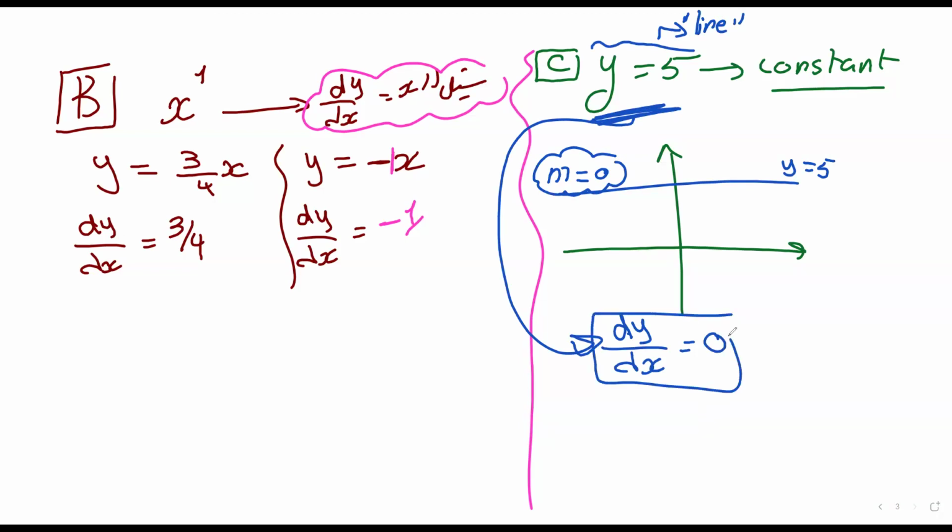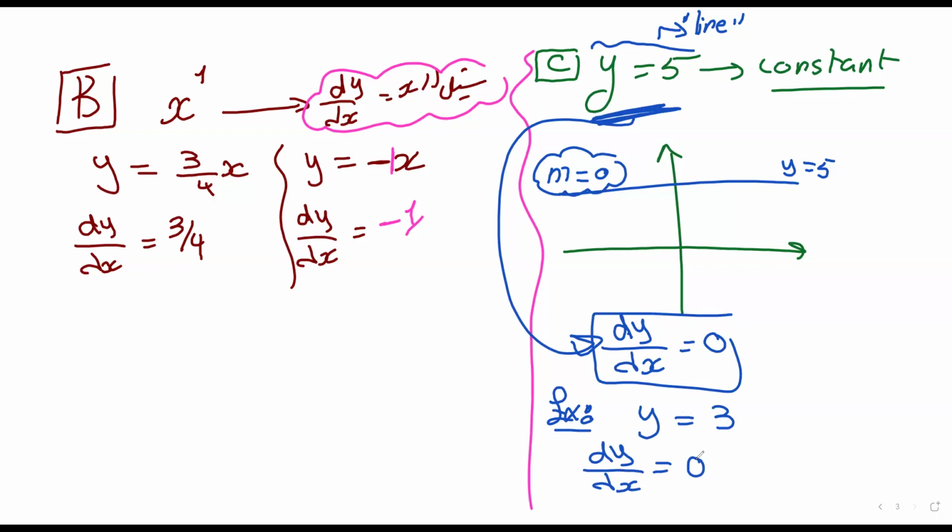Why? Based on this fact over here: this equation is a horizontal line, and the gradient of any horizontal line is 0. For example, if I said y equals 3 and the question says find dy by dx, if your equation is a constant value, then the differentiation is 0.